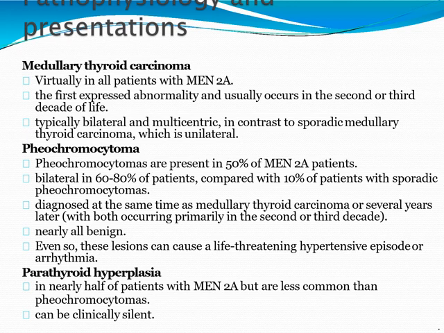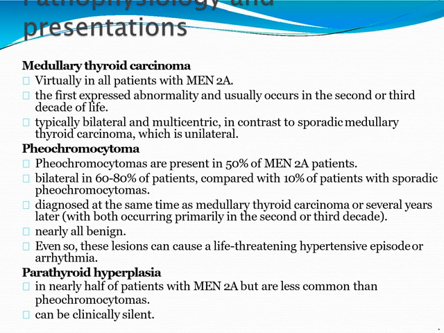Then comes pheochromocytoma. We will discuss this malignancy in a separate lecture. About 50% of patients with MEN2A have pheochromocytoma. It's usually bilateral in 60 to 80% of patients, compared with 10% of patients with sporadic pheochromocytomas. Usually it is diagnosed at the same time as the medullary thyroid carcinoma or several years later, with both occurring primarily in the second or third decade. Nearly all are benign. Even so, these lesions can cause life-threatening hypertensive episodes or arrhythmias because of excessive catecholamine release.